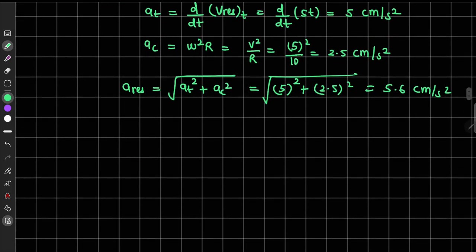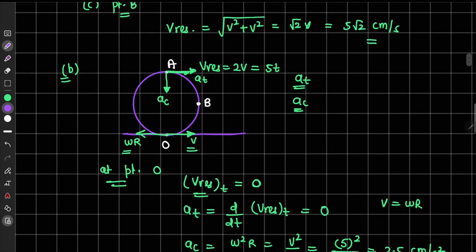Now let us talk about point B. At point B, if we see here, we are having the velocity in this particular direction due to the translational motion, that is equal to 2.5 into t, and we are having the velocity in this particular direction, that is equal to omega r, and that is also equal to 2.5 into t.